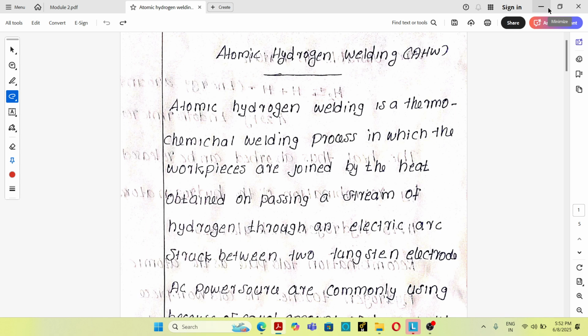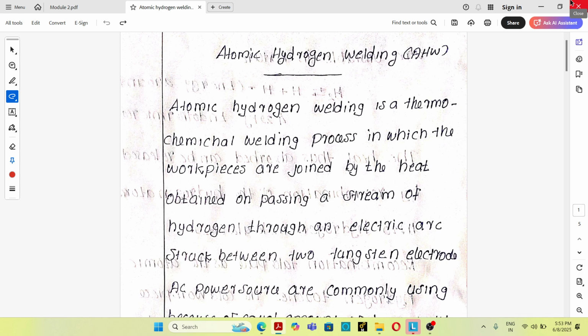In the gas welding process, the heat required for welding is obtained from burning a fuel gas in the presence of oxygen. The oxy-acetylene welding process is an example of gas welding. In the arc welding process, the heat required for welding is obtained from an electric arc created between the electrode and the workpiece. In arc welding, the source of heat is electricity, low amperage, high voltage electricity.